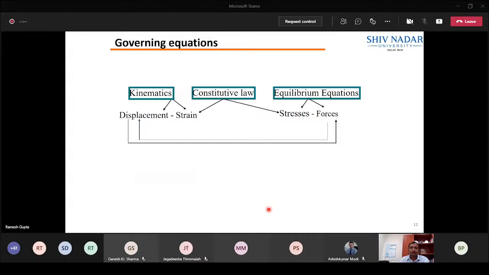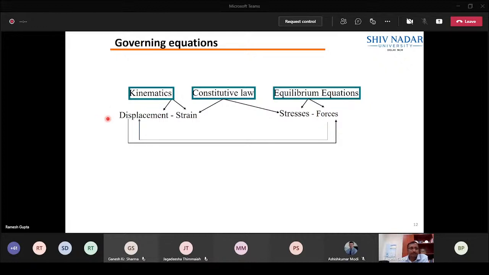Then before I move on, I'd like to introduce three fundamental quantities. If you refer especially to Reddy's textbook or his papers, you will find these three terminologies very commonly. What exactly are they? One is the kinematics, second is the constitutive law, and the third is the equilibrium equations. These are the three fundamental equations relating four fundamental quantities.